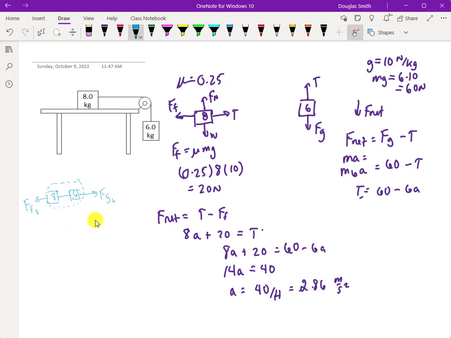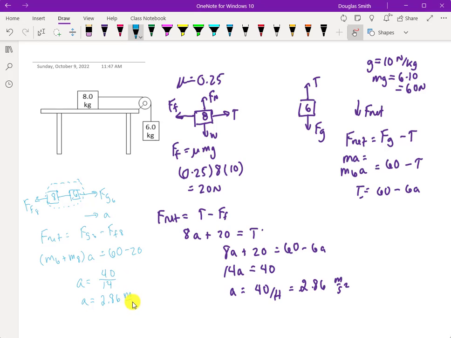If we think of it that way, and say it's accelerating in that direction, we could go F net is equal to Fg6 minus Ff8. The net force in this case is comprised of both the 6 kilograms and the 8 kilograms times the acceleration, and that's equal to, we already did the Fg as 60 and this is 20. So in this case we get A is equal to 40 divided by 14, and you see we get the exact same answer.